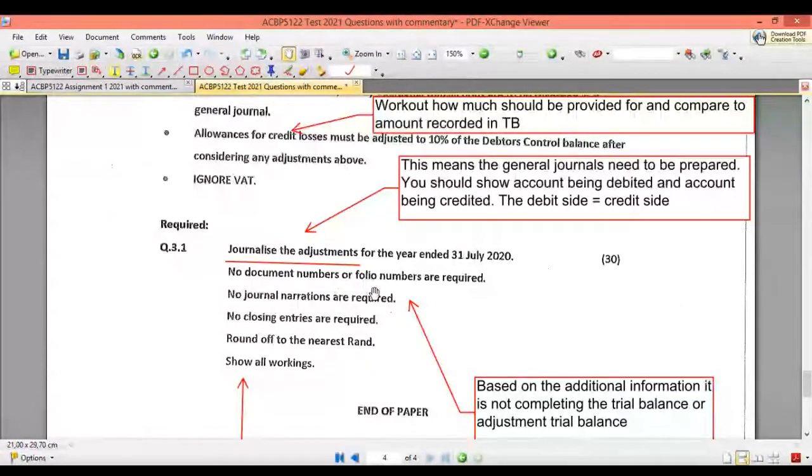Okay, so no document numbers and folio numbers were required, no closing entries. So when they talk about closing entries, that is when we transfer our income and expenses to our profit and loss and trading accounts to work out the profits at the end of the year. That was not required. You had to round it off to the nearest rand and show all your workings. This one as well, if you did not show any workings and you did a TB amount instead of a general journal, you would have pretty much got 0 for this question.